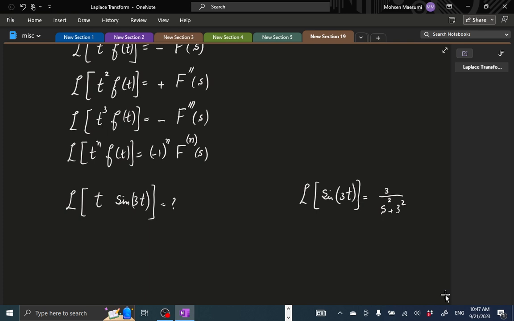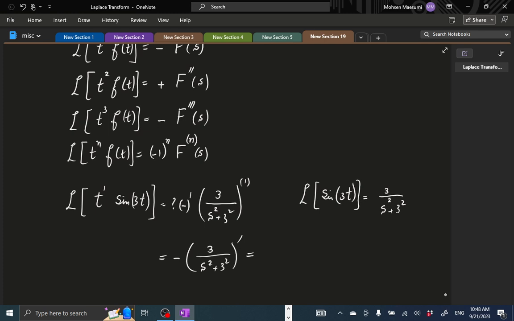So what is this? Every time you multiply by t, you have to take this thing, differentiate once and multiply by negative. So there's always a negative as many times as you have power here. So here's power 1, I have minus 1. And then I have 3 over s squared plus 3 squared. That has to be differentiated once. Once, of course, we just write a prime. You don't write it like that. So the conventional notation is to write 3 over s squared plus 3 squared, then prime.